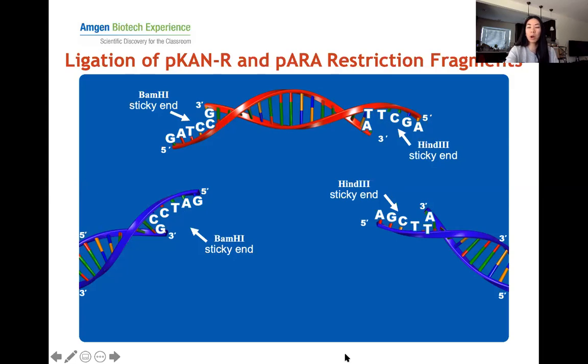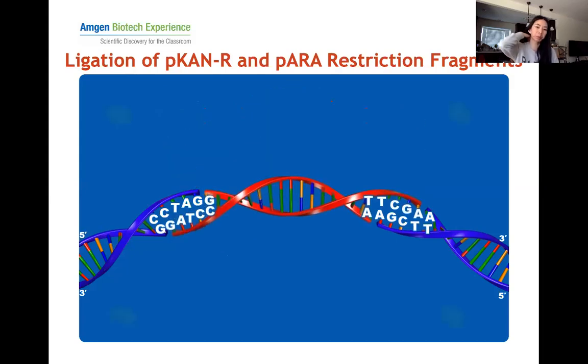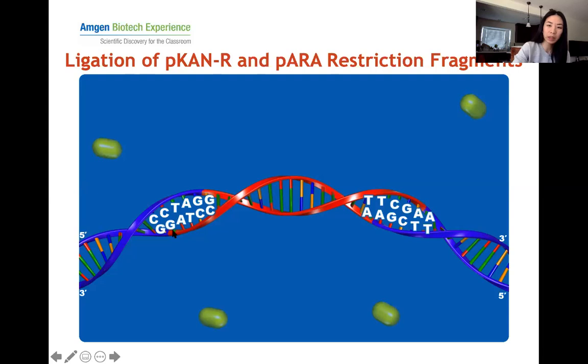So when you are ligating these pieces together, you mix them together in the same culture. The bases will complementary base pair, so match up. These green little oval things, those are ligase. That's an enzyme that will seal and form the bond in the backbone of the DNA, so the phosphodiester bond right here. And then now you have your recombinant plasmid.